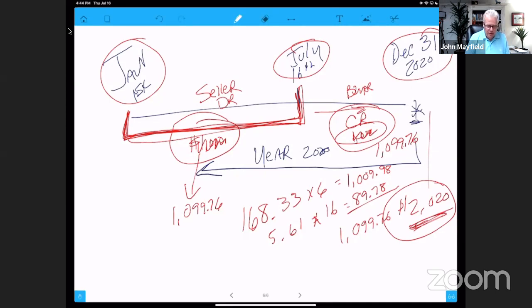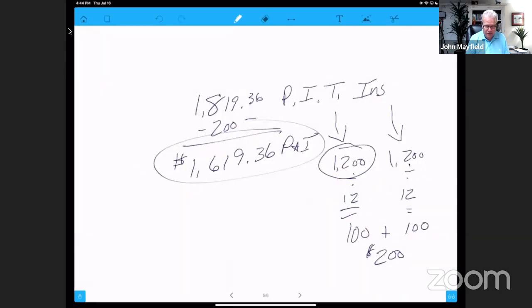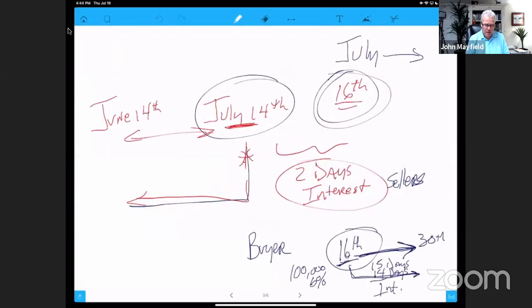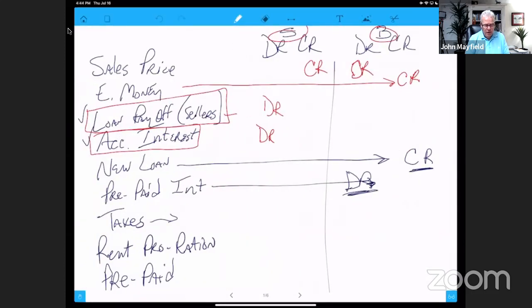So any questions on that? I want to make sure that I'm not jumping over. So taxes, again, that's going to be a debit to the seller, credit to the buyer.